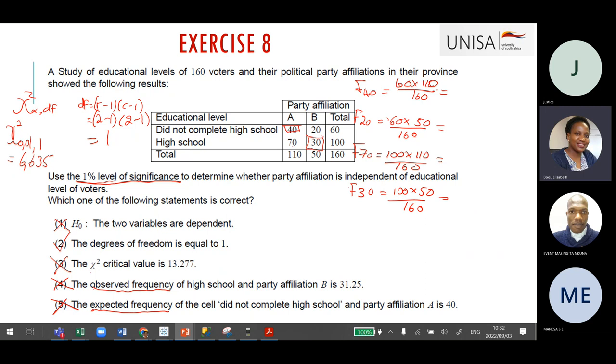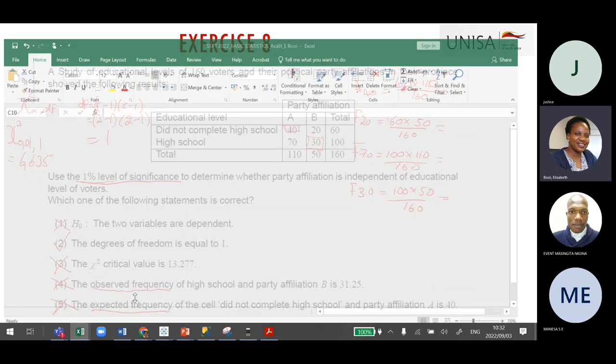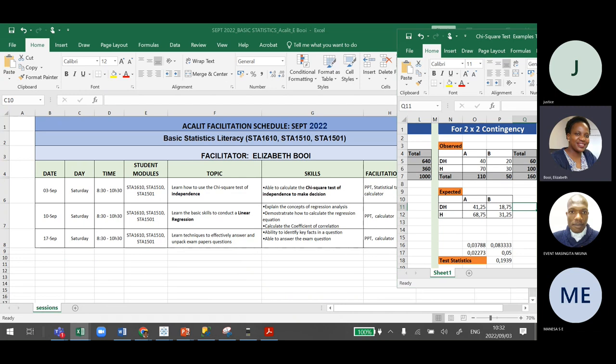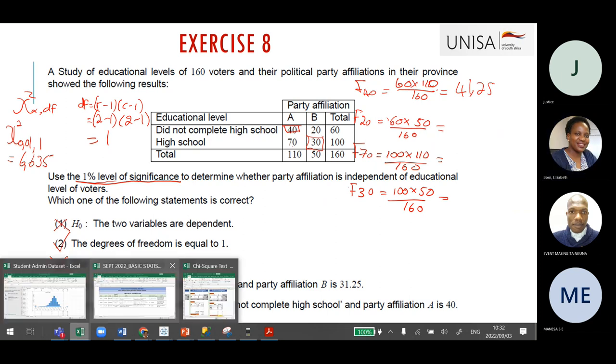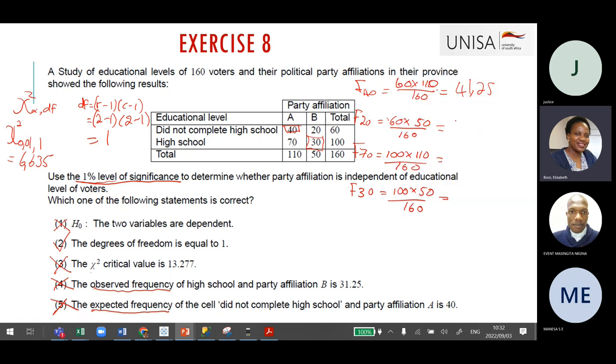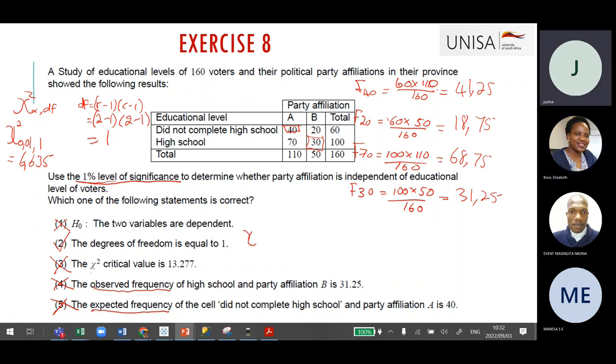If they would have given you a test statistic question, you have your expected values there, which I didn't write down. So once you have your expected values, which are 41.25, 18.75, 68.75, and 31.25.